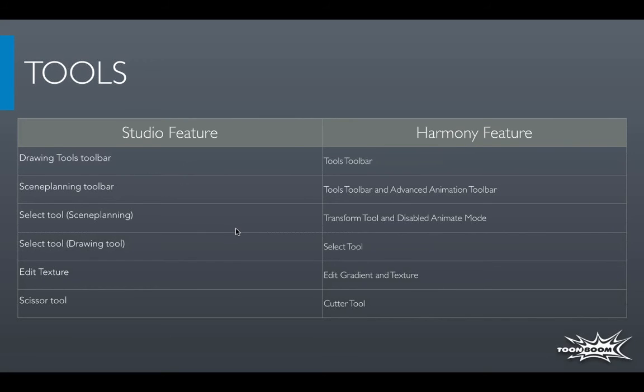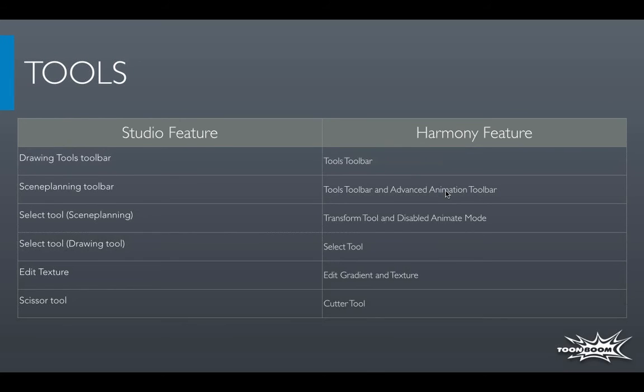The drawing tools toolbar is fairly similar, so it's simply called the tools toolbar. The scene planning toolbar, you will find it mainly along the tools toolbar. So we have put together drawings and scene planning tools. And you had in Toon Boom Studio 2 select tools, one for scene planning and one for drawing tools. And sometimes it could also be confusing to have the 2 tools with the same name. So now there's a difference in Harmony. So one is the select tool, the other one is the transform tool. So there's a clearer distinction between the tools.